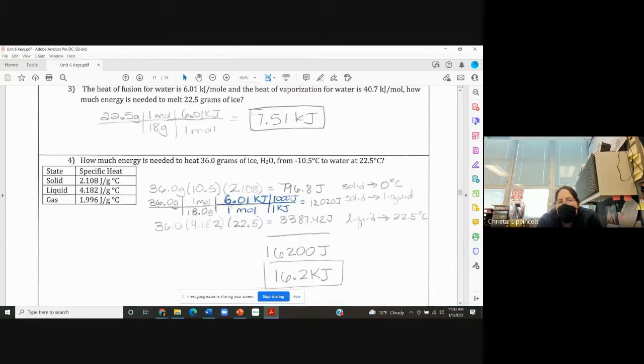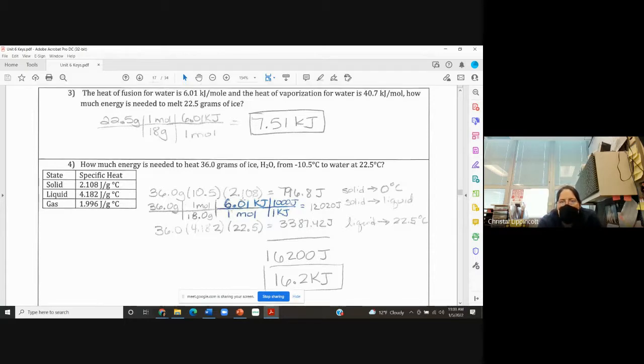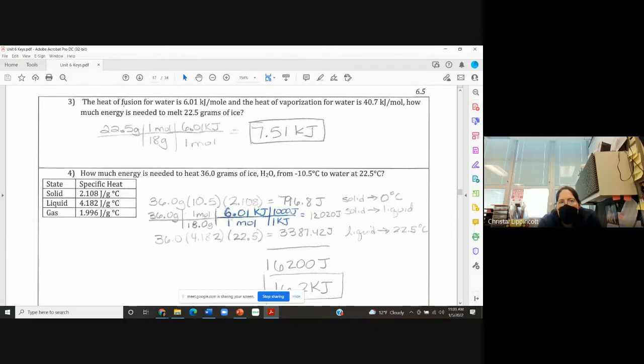Then I have to go through the heat of fusion. So when you go from the heat of fusion, that is going from a solid to a liquid. And where did I get this from? Was that a previous problem? Yeah, right here. Okay. So they gave me the heat of fusion for water right here. I have 36 grams of ice. I need to get that into moles because this is in kilojoules per mole. So I'm converting the grams into moles in this step.